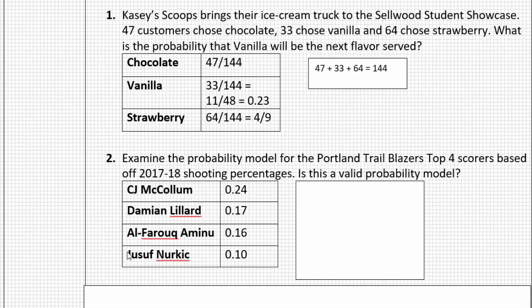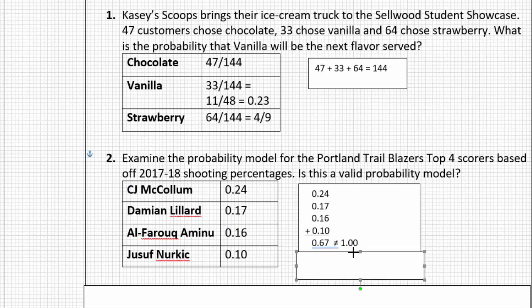Just from looking at this, one thing about basketball is I know that there's more than 4 players on the team. So one of my questions is, am I taking into account all of the players or just some of the players? I can confirm that by adding these decimals up and seeing, does it equal 1 whole? Just looking at doing some estimation, I'm going to guess not. But let's actually add that up.